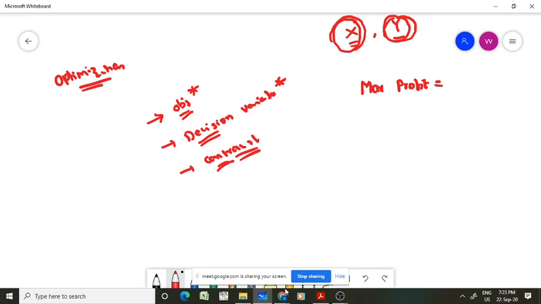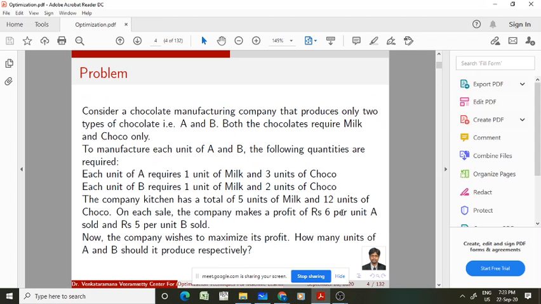Let us do X number of A chocolates and Y number of B chocolates. If they are able to produce and manufacture these, then we will get the maximum profit. If that is the case, then suppose the company produces X number of A chocolates and Y number of B chocolates, what will be the profit, just by seeing this statement? 6x plus 5y.